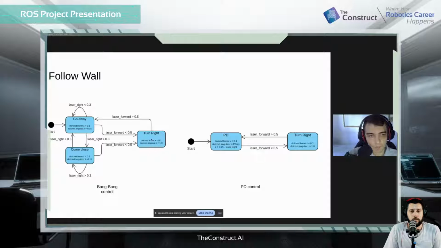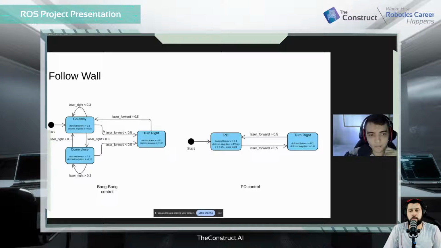And when it's close to the wall in its front, because it's trying to follow the wall on its right, there's another behavior, which is the turn right behavior. And this works very well, and I think it's a very good proposition for this course because it's very simple, and it's not a control course, it's a ROS course, so I think it's very appropriate.